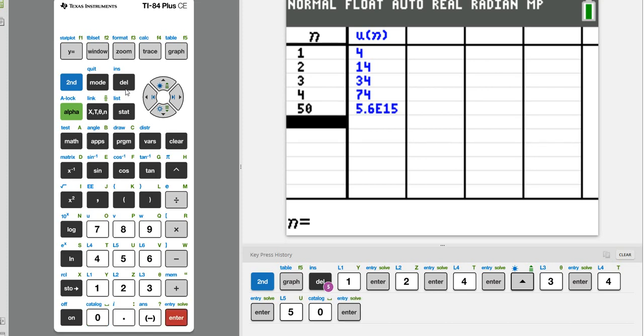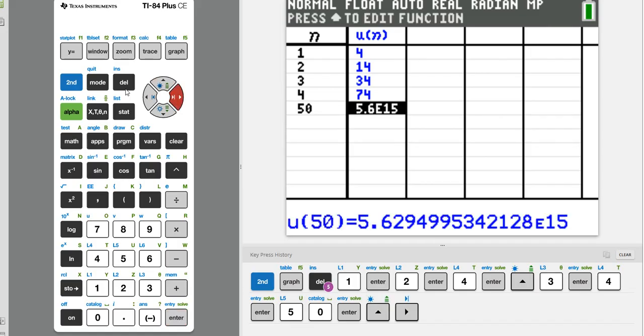Wow. A sub 50 got pretty big. How can you tell it got pretty big? The E. The E15, yeah. So it's 5.629, let's see, quadrillion. So, yeah, it goes billions, trillions, quadrillions. So, yeah, that'd be a pretty big number.